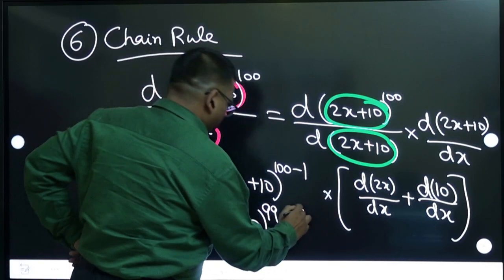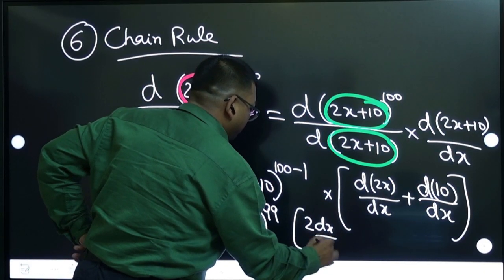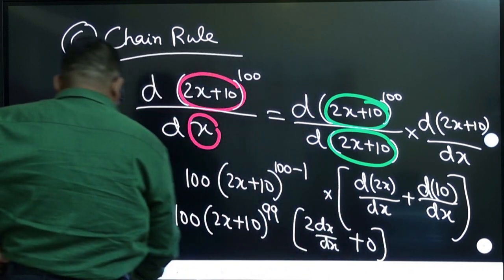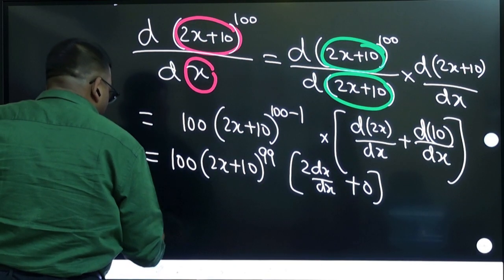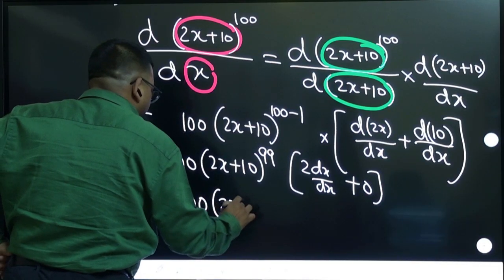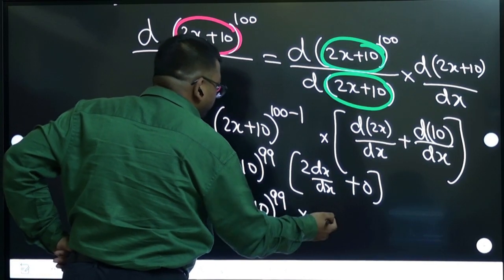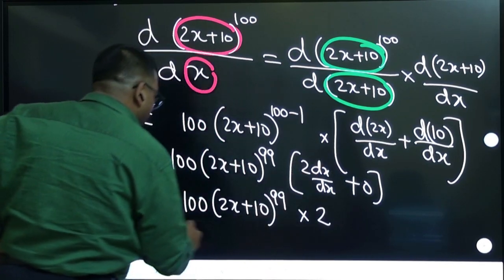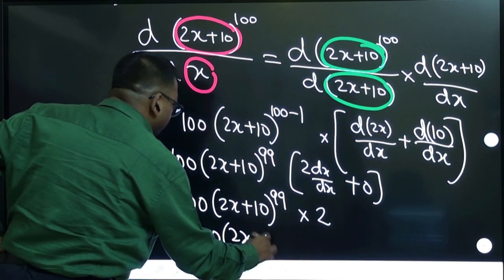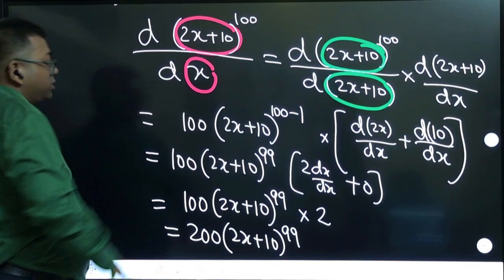And also solve this bracket. So here 2 comes out. This is dx by dx. And note that the differentiation of a constant is 0. So that gives us 100 into (2x+10) power 99, and here dx by dx is 1. So this gives us 2. So finally the answer is 200 into (2x+10) power 99. That is the differentiation of this.